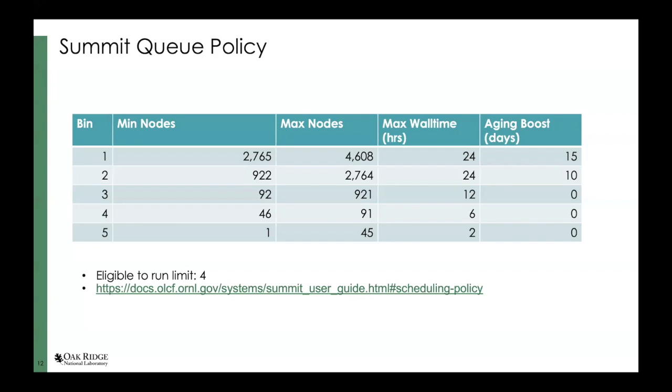As you go down, the next group down, from 900 to 2,700 nodes, gets a boost of 10 days and a wall time of 24 hours. And then the wall time is reduced after that. And those top 2 bins are the only bins that get a boost. Everything else doesn't get a priority boost. In fact, they get a smaller wall time by default. So by the time you get down to jobs that are from one node to 45 nodes, you have a max of 2 hours for those jobs.